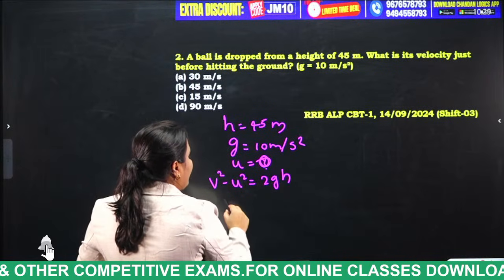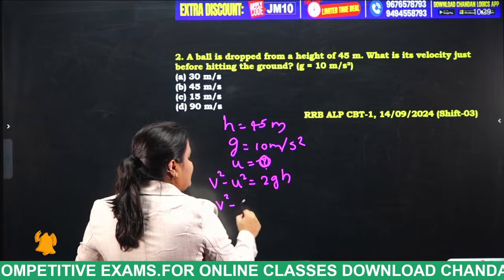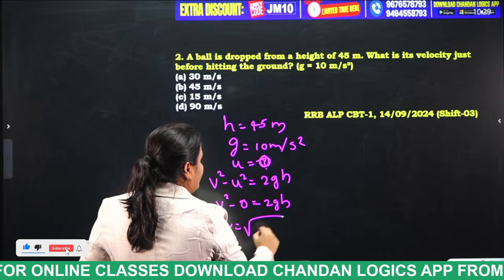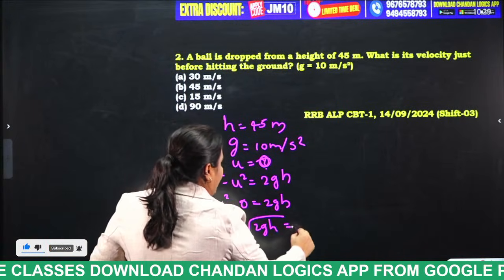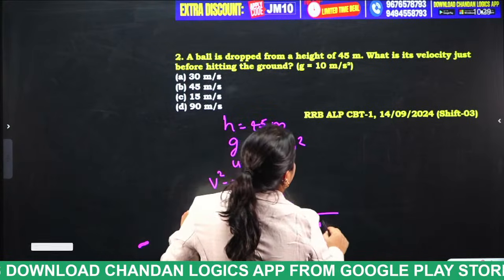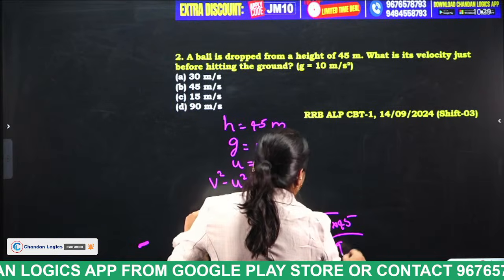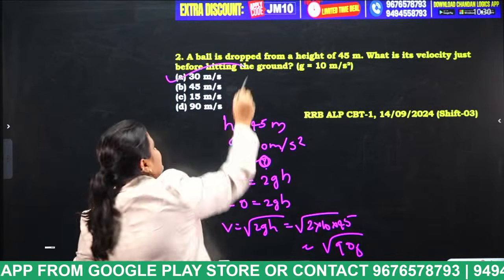From this what you will get? V square minus 0 is equal to 2gh. So V is equal to under root 2gh, and under root 2 into what is g? 10, and what is height? 45. So under root 900. So what you will get, students? 30 meters per second.